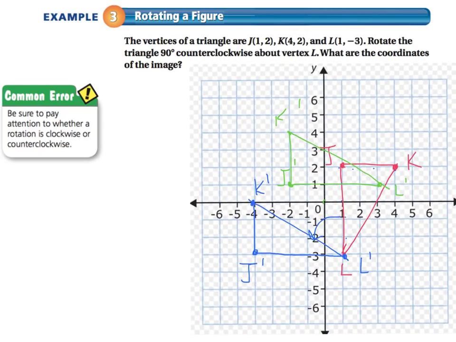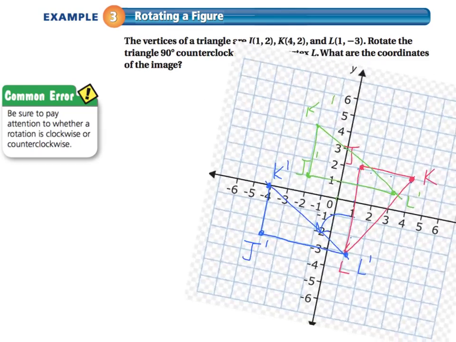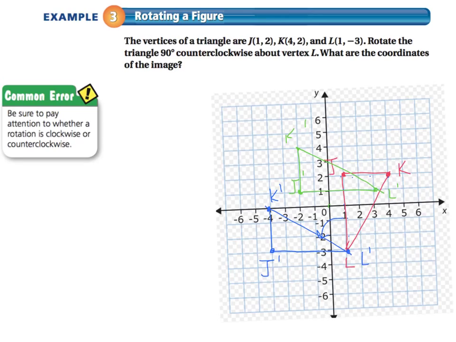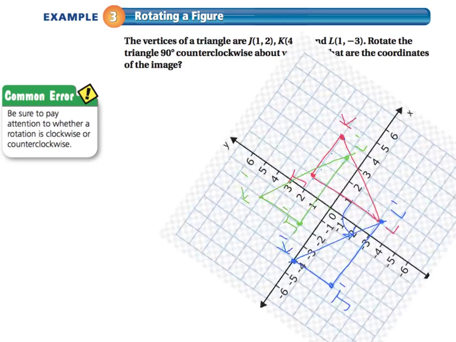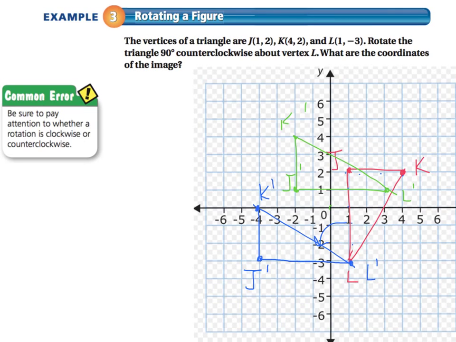But I moved point L. Point L went this way. So it became the blue. Point L rotates about point L. Origin rotates around the origin. It's confusing, but it's a concept you have to understand.